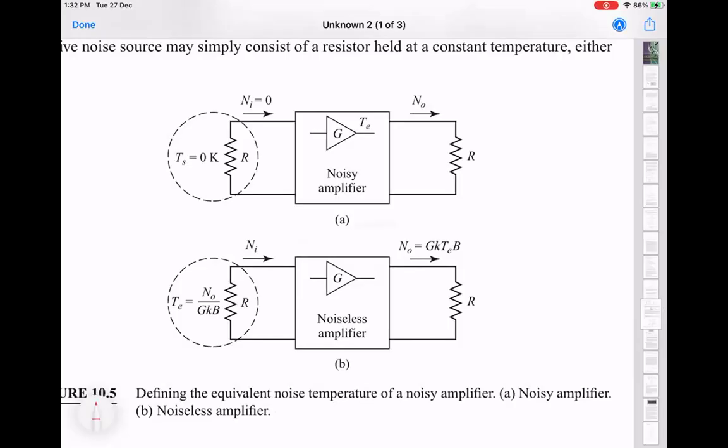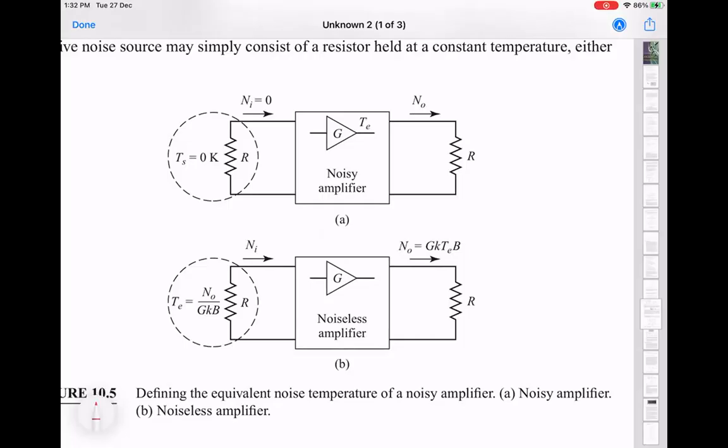So in this picture, we are considering an idealized scenario where this noise doesn't exist. But the output of this is going to have some noise, and that is going to deliver some noise into this resistor. So you transform that into a different picture where you say, what is the temperature of this resistor which would give me the same noise at the output if the amplifier itself was noiseless?